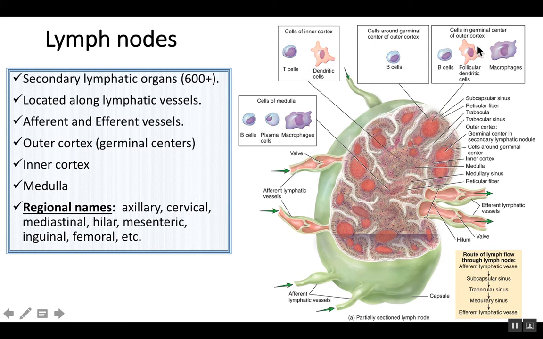Look at all the different immune cells that are found in a lymph node. And then the lymph drains out of the lymph node in efferent vessels. There's different regions of a lymph node. The outer cortex contains what's called germinal centers, which house a lot of our B cells. A lot of our B cells like to be in these outer germinal centers. Then when they get activated, they migrate to this medulla area, and then they spit out antibodies.